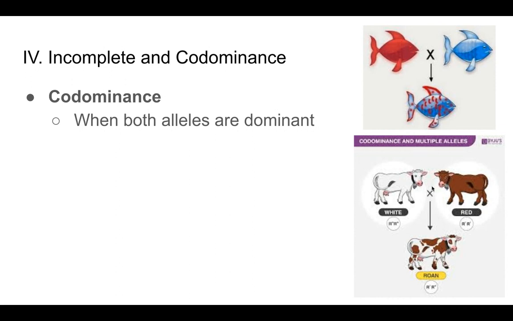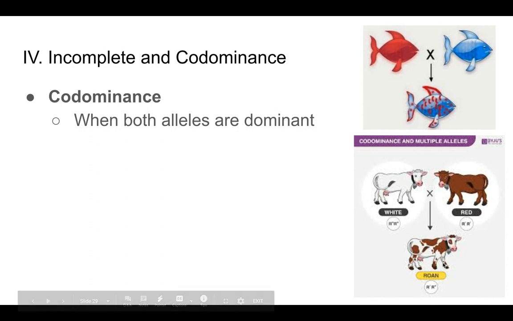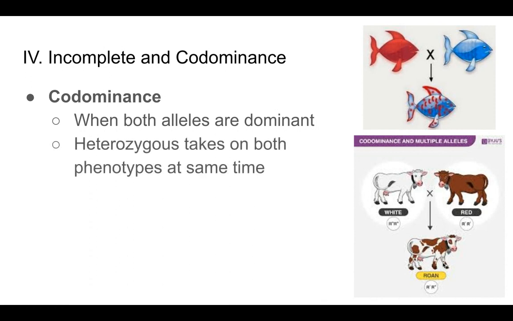Same thing down here. A white cow mixed with a red cow produces what's called a roan cow, which has both pigments produced at the same time on that cow. So the heterozygous now takes on both phenotypes at the same time.